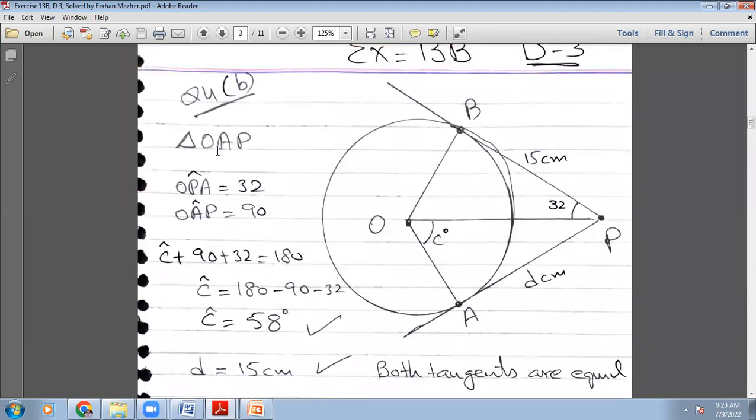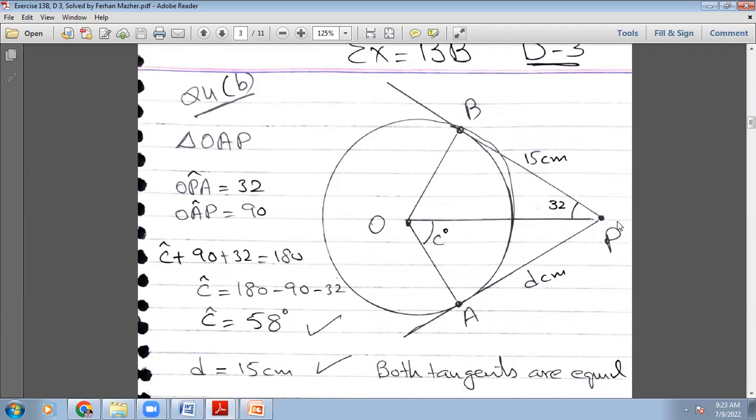Okay, so first of all, the triangle OAP, OPA angle, this angle will also be 32 because this line bisects the angle between the tangents. So this is 32, this will also be 32. And this angle here will be 90 because the tangent is perpendicular to the radius. So if I add C, 90 and 32, it will be 180. The sum of the internal angles of a triangle is 180. So C will be equal to 180 minus 90 minus 32, and that will be 58. So this angle is 58.